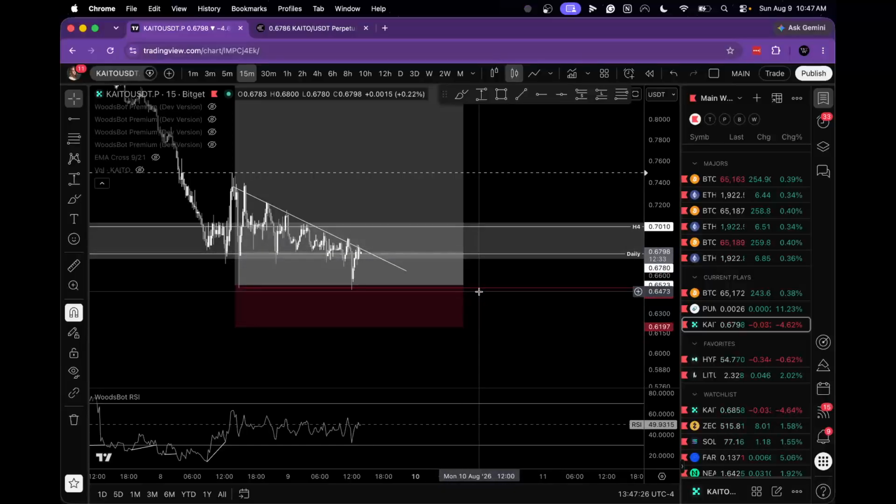I wouldn't risk a whole lot on it given the weekend and it's a shit coin, but you could take a position here with a stop below the low for sure.